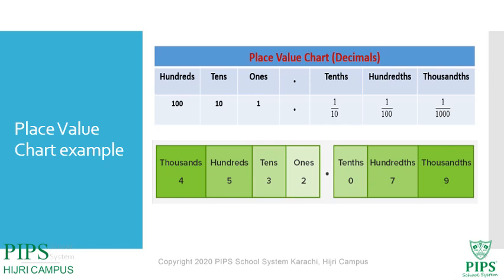4532.079. Yes, this is how we will read it, and you can see the labels on the top, that before the point you can call 2 ones, 3 tens, 5 hundreds, 4 thousands. And after the decimal point, you will say 0 tenths, 7 hundredths, 9 thousandths. Yes, this is how we say the place value chart in a decimal number.